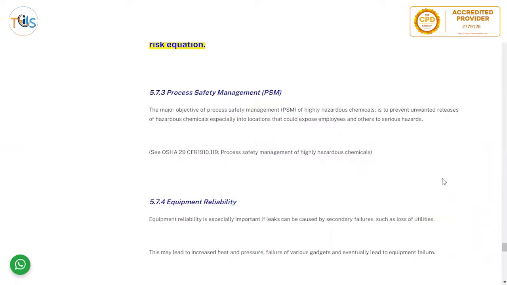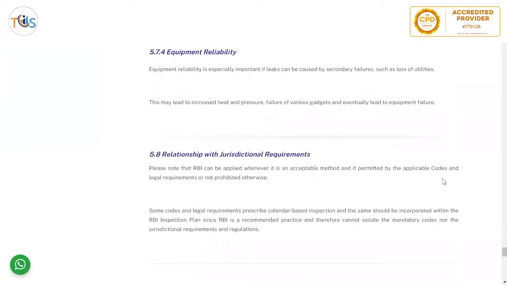Equipment reliability. Equipment reliability is especially important if leaks can be caused by secondary failures, such as loss of utilities. So utilities: the equipment itself didn't fail, but because of the utilities, for example, the water was not there to cool it down, so the water was cut off or the oil was cut off, so the equipment heated up and then burned. So it didn't burn by itself, but it burned because of the loss of utilities. This may lead to increased heat and pressure, failure of various gadgets, and eventually lead to equipment failure.